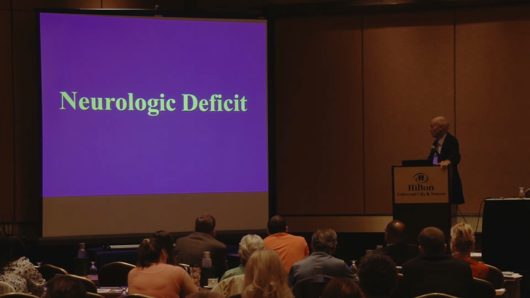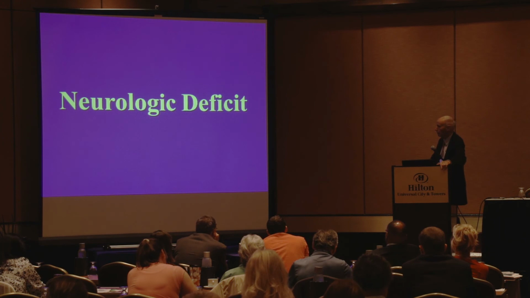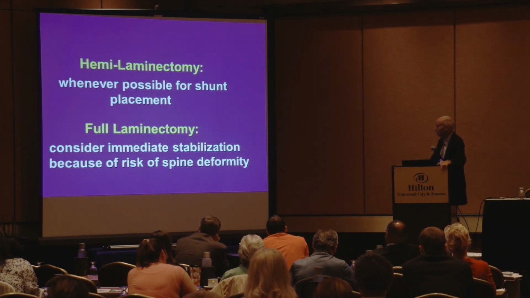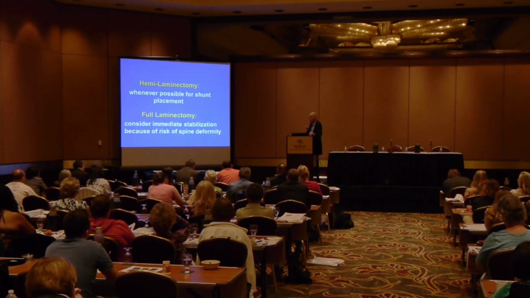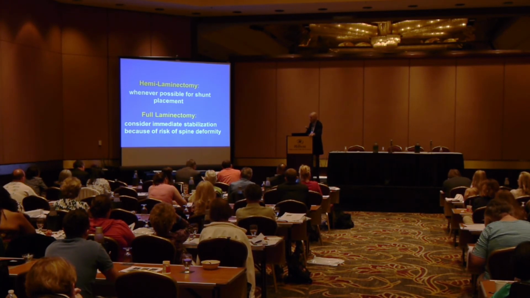And lastly, neurologic deficit can occur just from placement of the shunt because one has to make a small incision into the spinal cord. It is therefore preferable to do as little bone removal as possible to place the shunt because you want to expose as little of the spinal cord. You also want to remove as little bone because patients with syringomyelia have an increased tendency to develop spine deformity.